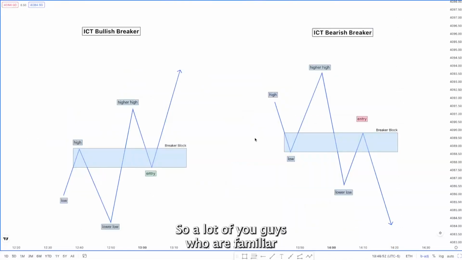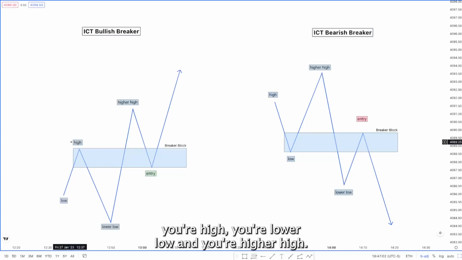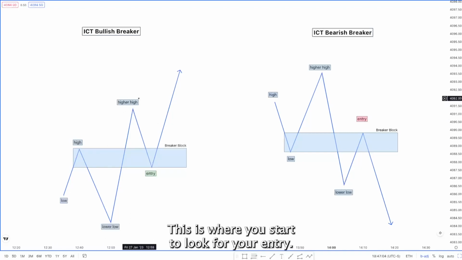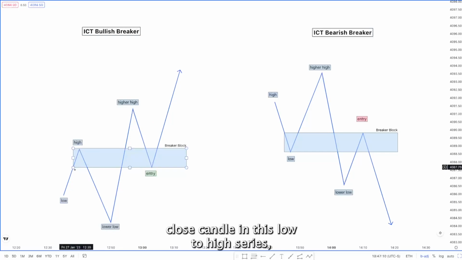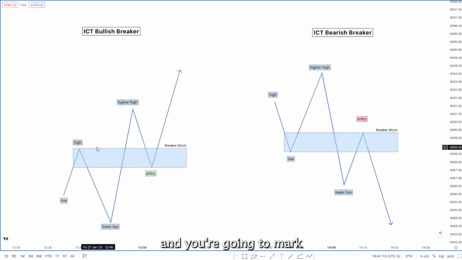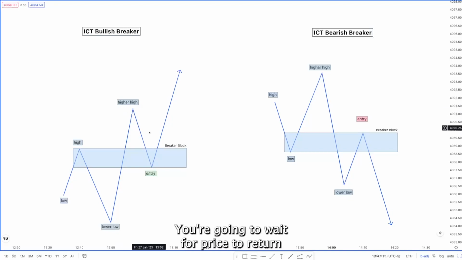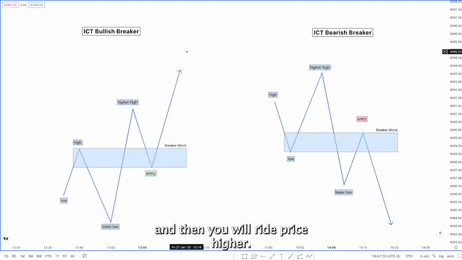All right, so a lot of you guys who are familiar with the breaker blocks will understand both the bullish and bearish ICT breaker setup. So for the bullish, you're going to have this low, your high, your lower low, and your higher high. This is where you start to look for your entry. You're going to look for your last up close candle in this low to high series, and you're going to mark that out as your breaker block. You're going to wait for price to return to your breaker block, where you're going to find an entry, and then you will ride price higher.